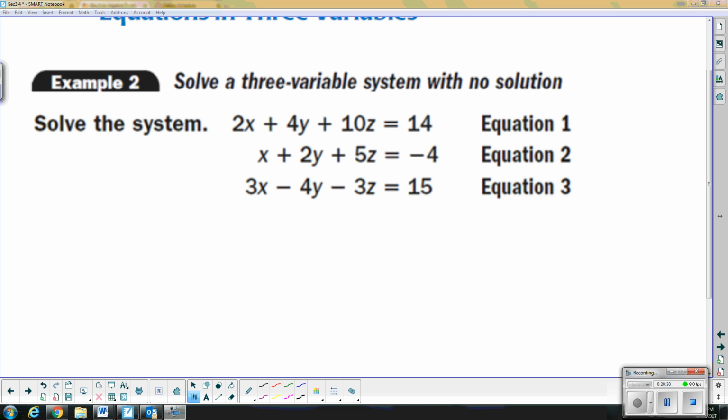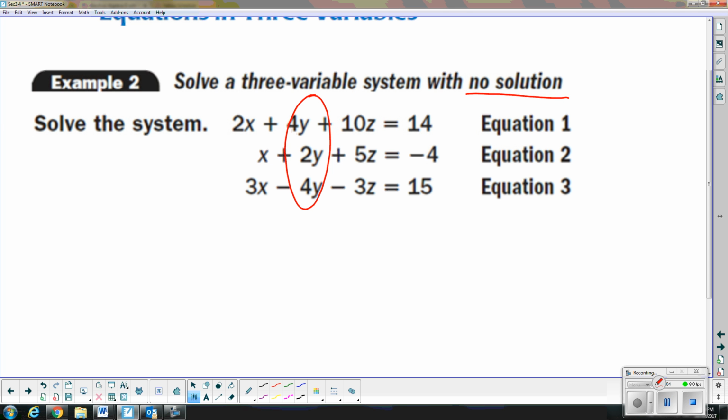Okay, so example 2, solve a 3 variable system. This one has no solution. It tells you there's no solution, and on the tests or quizzes, it will tell you there's no solution. Okay, so our first step is to eliminate a variable. What do we want to eliminate? Everybody always wants to eliminate x because it's first. But look at our y. Okay, let's eliminate our y.